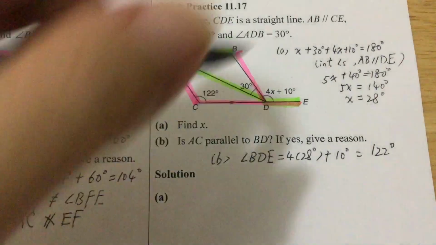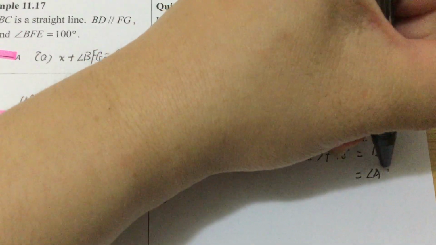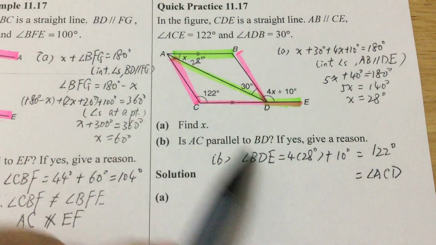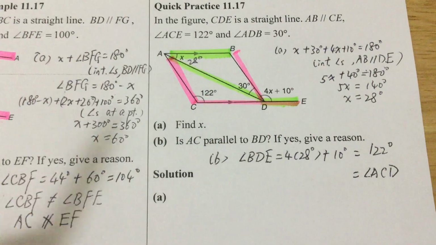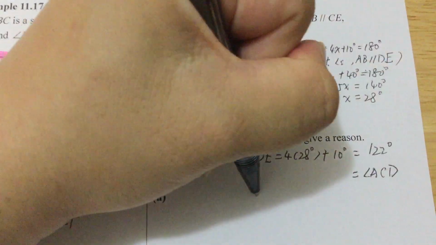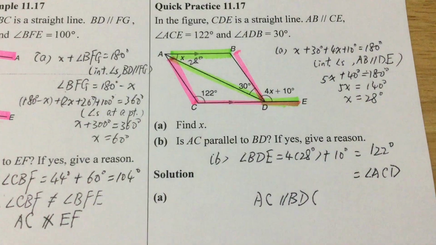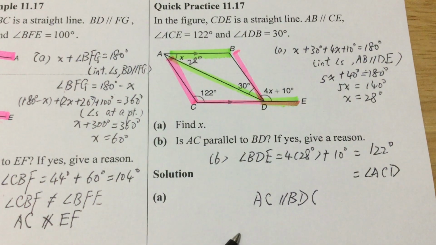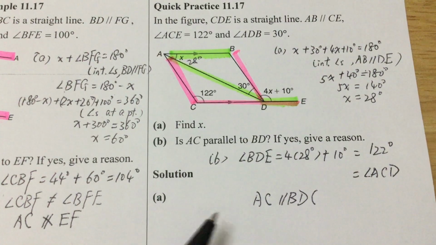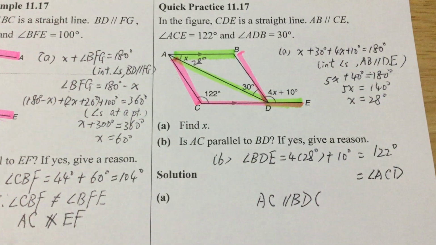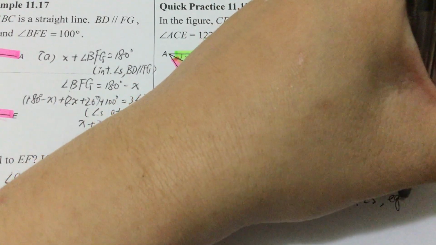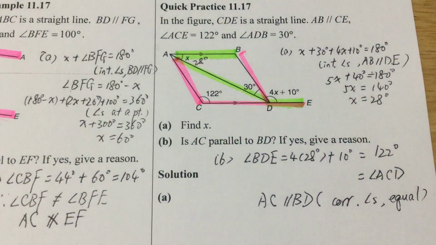And then it is equal to angle ACD. Once again, they are equal. So we can say they are parallel. So AC is parallel to BD. Don't think that in this question they will not be parallel. They can be parallel. Okay, AC is parallel to BD. The reason: corresponding angles equal. Okay, we can solve the problem easily.